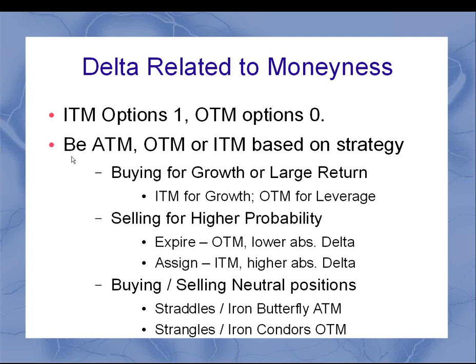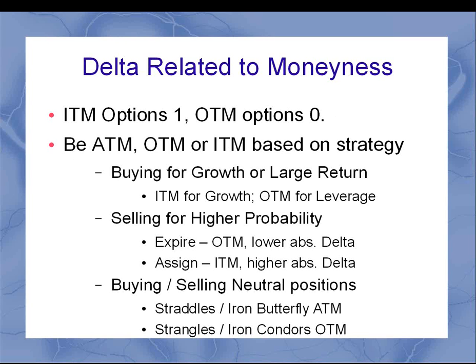Well, to be honest, if we're going to trade a strategy, whether it's covered calls or vertical spreads, we had 73% doing the vertical spreads. I can guarantee that most of you are trading out of the money credit spreads or in the money debit spreads. You're going to be at the money, out of the money, or in the money based on strategy. Now, if you're a call buyer, buying for growth, buying calls or buying puts, you may be buying for growth or buying for a large return.